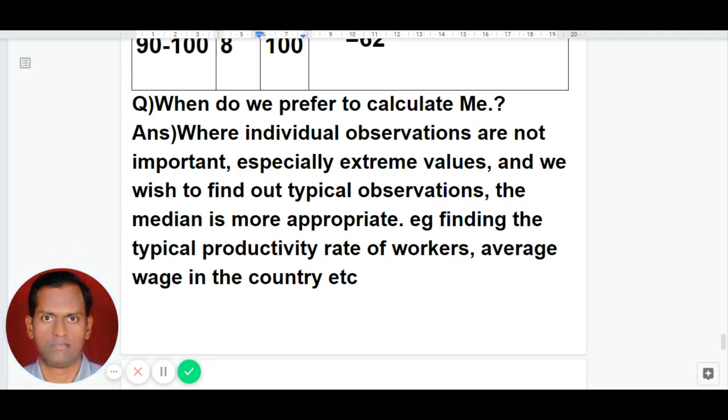The last question. When do we prefer to calculate median? Where individual observations are not important, especially extreme values, and we wish to find out typical observations, the median is more appropriate. That means extreme values are there, and the extreme values or the individual values are not important. Then we calculate median. For example, finding the typical productivity rate of workers, average wage in the country, etc.